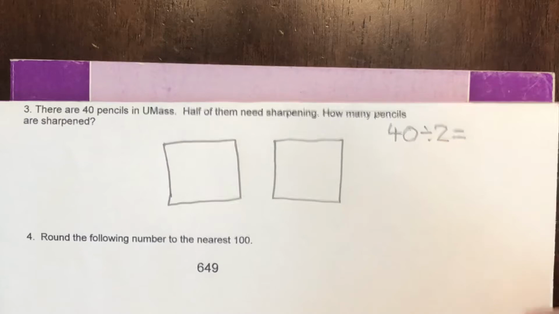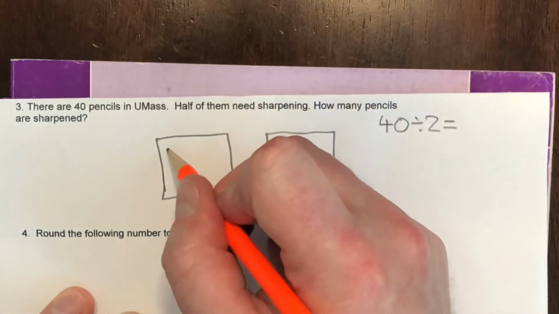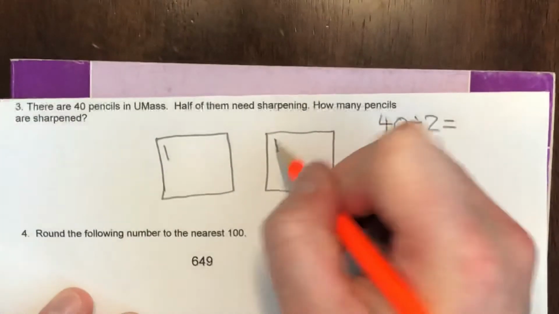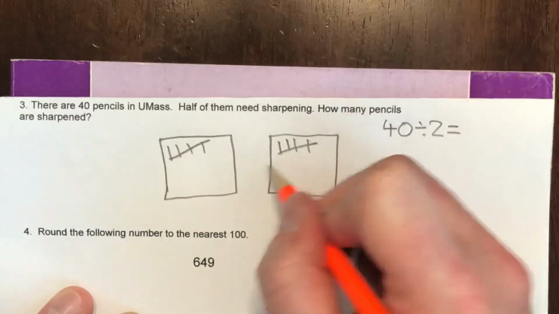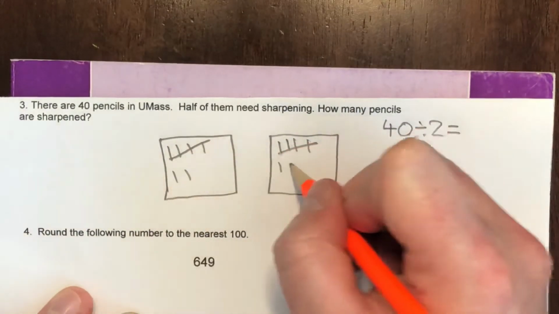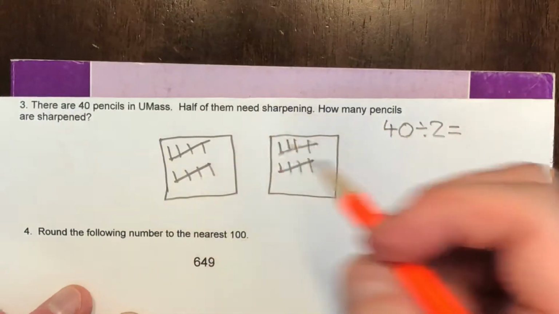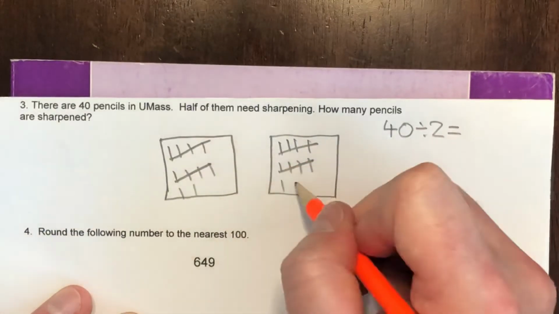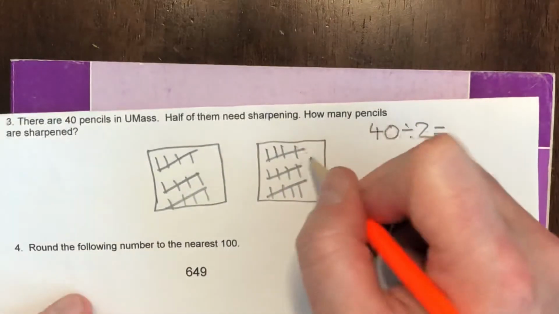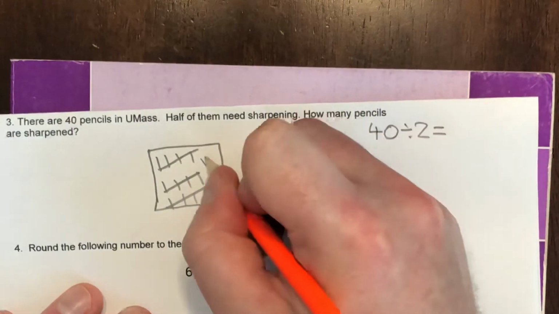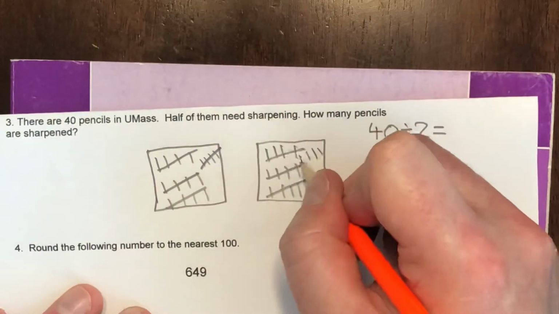Now, one way to do that, if you've forgotten some of your division skills, is of course to just go back and forth and sort these pencils, sharpened and unsharpened. I'm counting 1, 2, 3, 4, 5, and so on up to 20, then 21 through 30. Nearly there. 31 through 40.